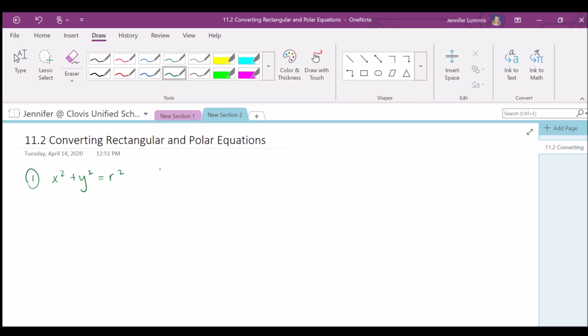X squared plus y squared equals r squared. Tangent of theta is y over x. X is r times cosine theta. And y is r times sine theta. So we're going to be using the same formulas that we used to convert coordinates to convert equations as well. So we are going to start in this first section by converting polar to rectangular.